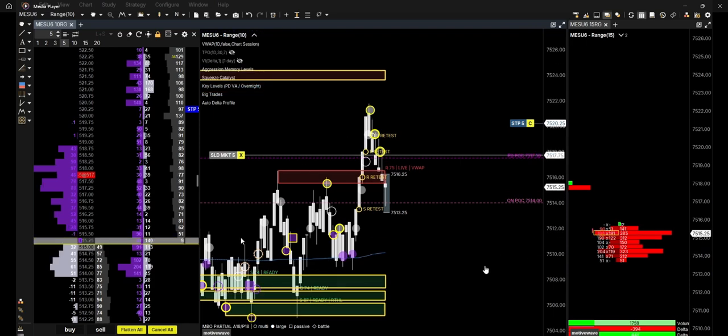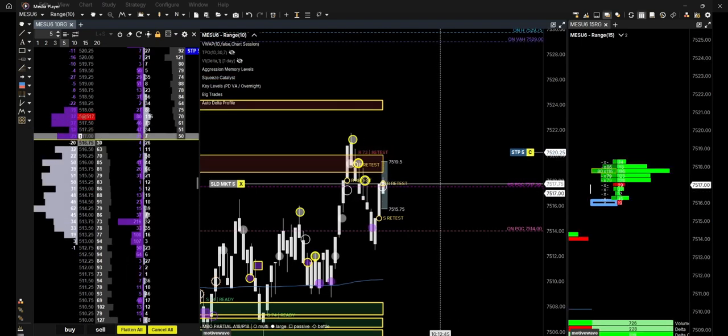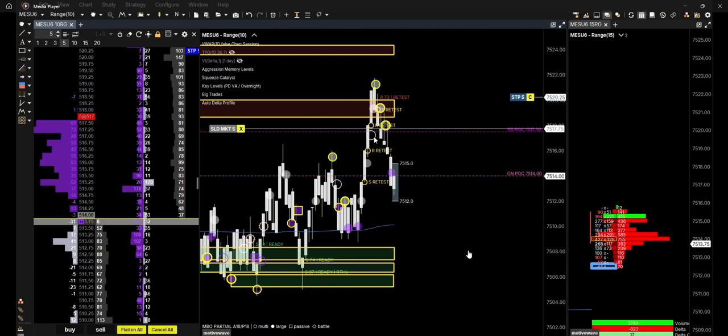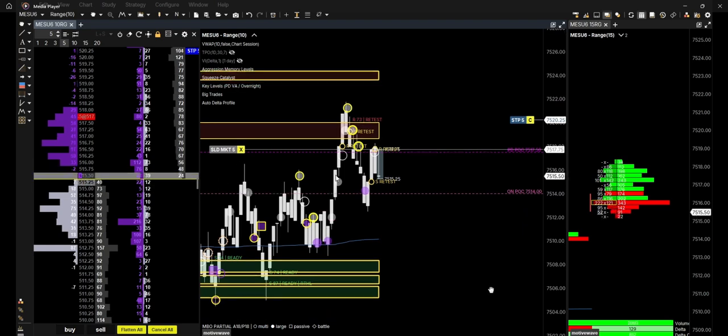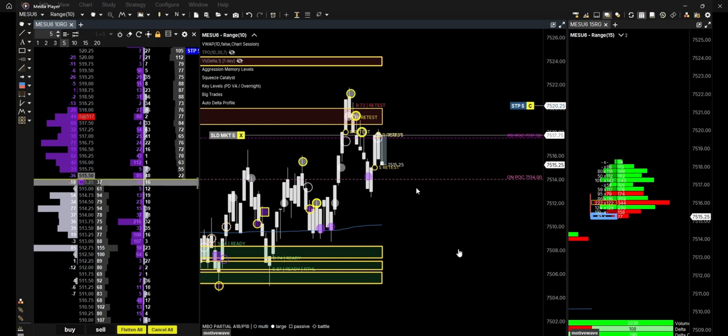And I should have seen longs here, since we had this huge buying zone where sellers couldn't really push price down, and buyers were holding up pretty well here.